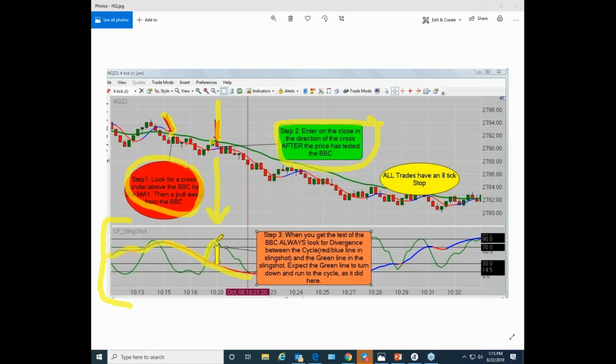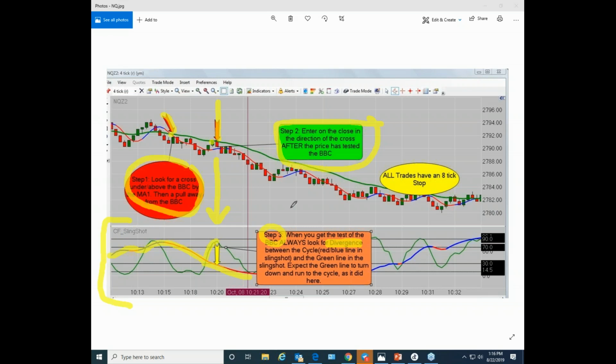Nothing fancy about it. But the separation between the green line and the cycle is step number 3, or the separation or the divergence that Michael is talking about in the training room. In the beginning we called it divergence. Now he's calling it separation. It's one and the same. But here's the backbone behind that. The trade exists down here in the slingshot, and I'm going to tell you why.